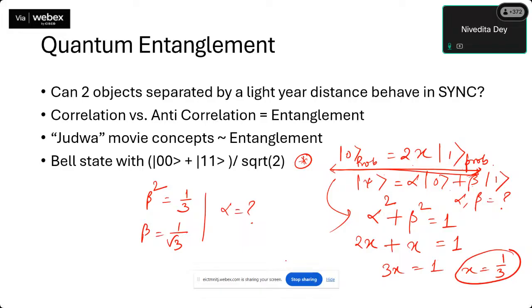Just remember one thing: the summation of the squares of the probability amplitudes, or in easy words, the summation of the probabilities, will always be exactly equal to 1. This is called the normalization constraint. I hope it is clear.